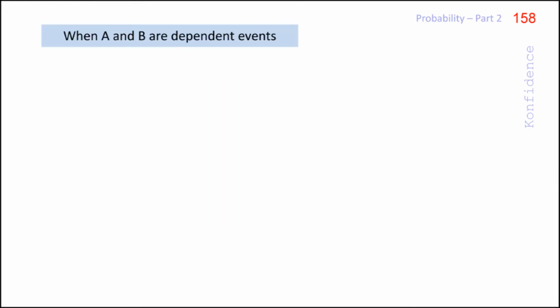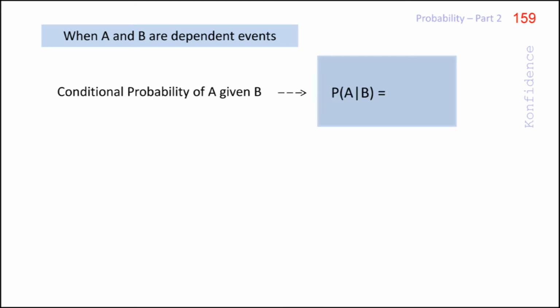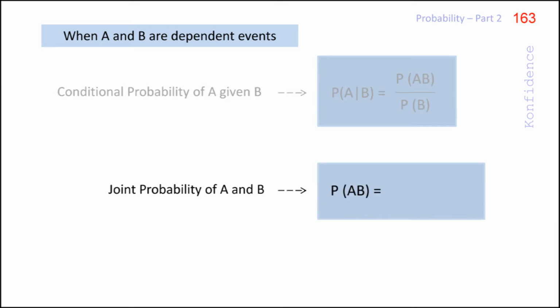In general, if A and B are two dependent events, then the conditional probability of A given B is equal to the joint probability of A and B divided by the probability of B. From that relation, we can also say that the joint probability of A and B equals the conditional probability of A given B multiplied by the probability of B.